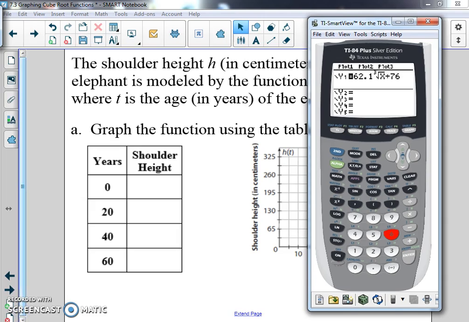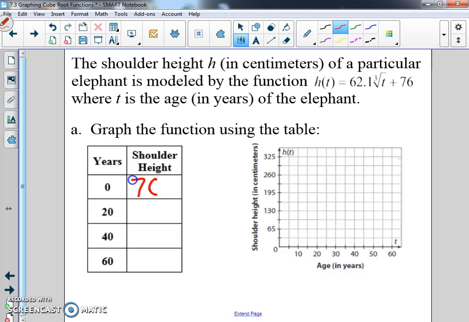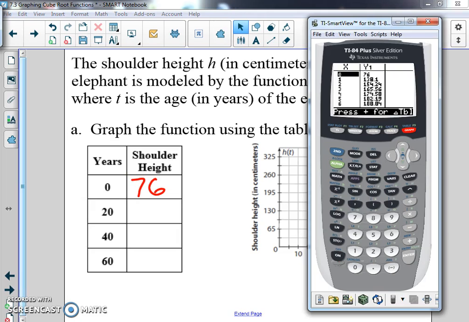All right, great. We've entered in our equation. So what we're going to do now is go to our table. When we go to our table, we notice that shoulder height at 0 years is 76 centimeters. Great. Now, to find the other values, it's going to take a little bit of a while. So why don't we do this? We're going to set our table a little bit differently. We're going to go to second, and we're going to go to window, and bring up table setup.